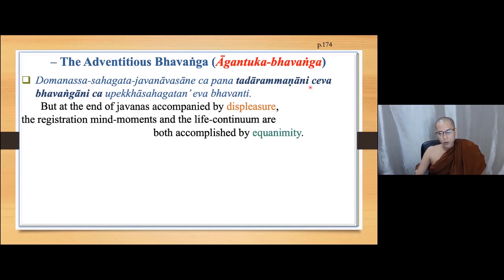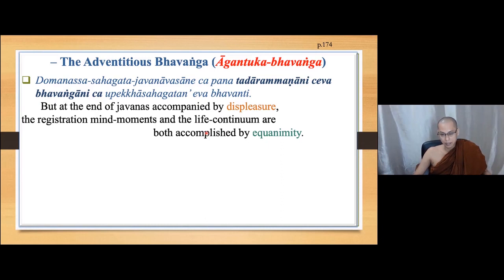Dvepi tadarammana ceva bhavangani ca, refers to two types. Tadarammana is registration, the mind moment, and bhavangani refers to the life continuum. So two types. Upekkha sahagata ... eva bhavanti. So it is accompanied, identified by the feeling of equanimity. That's why both are accompanied by equanimity. So after the Javana accompanied by displeasure, the Javana accompanied by displeasure too is followed by equanimity. This information I just explained in the former slide. So what I said in that slide refers to this text.